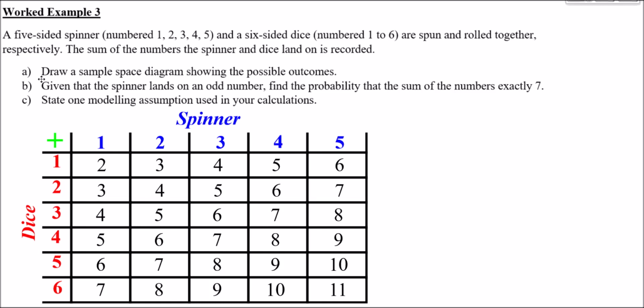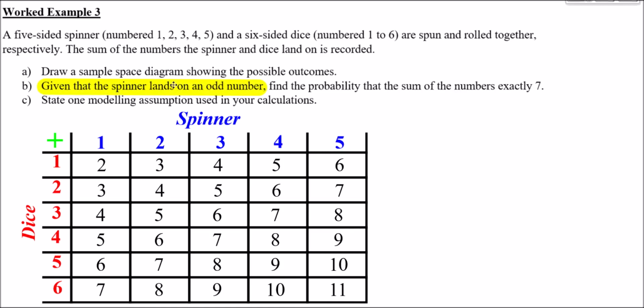Part B is where it gets slightly trickier, but not too tricky. Given that the spinner lands on an odd number, it says, find the probability that the sum of the numbers is exactly 7. That's a bit of a typo, which bugs me slightly. That should say "is". So what's the probability the sum of the numbers is exactly 7, given that the spinner lands on an odd number?